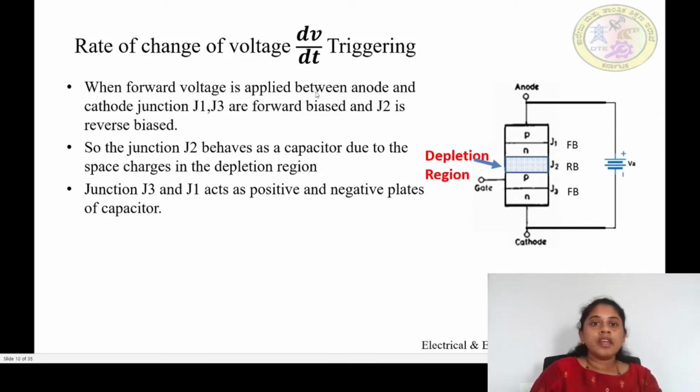by dt. Here dV by dt means sudden rate of change of applied voltage with respect to time. If V is the applied voltage across anode and cathode, junction J1 and J3 will be forward biased as already told, and J2 will be in the reverse bias condition. As this is reverse bias, there will be a depletion layer across this junction. This depletion region has space charges. Because of the space charges, junction J2 acts as a capacitor, with junction J1 acting as negative plate of the capacitor and junction J3 acting as positive plate of the capacitor.